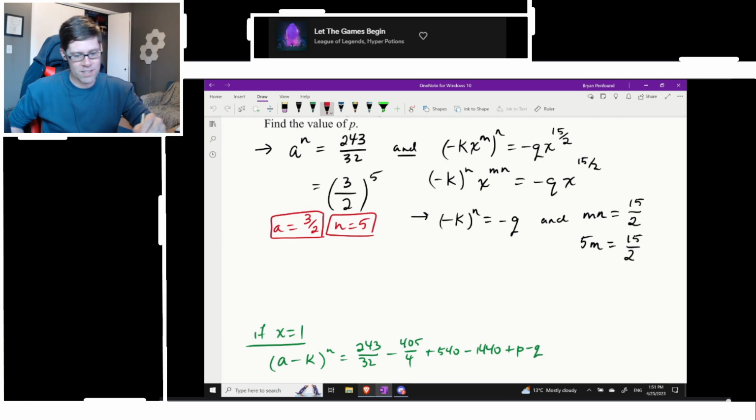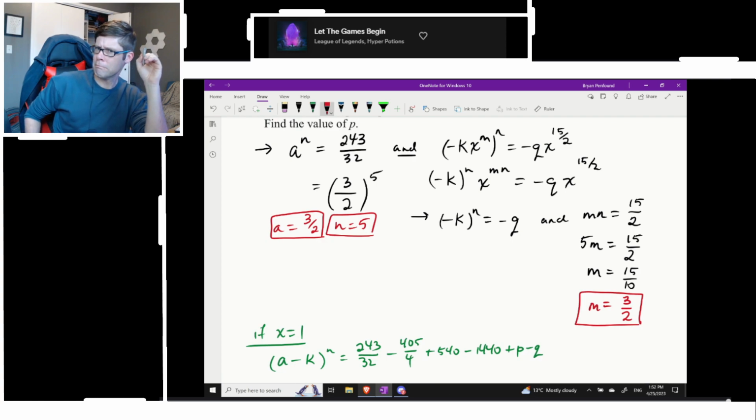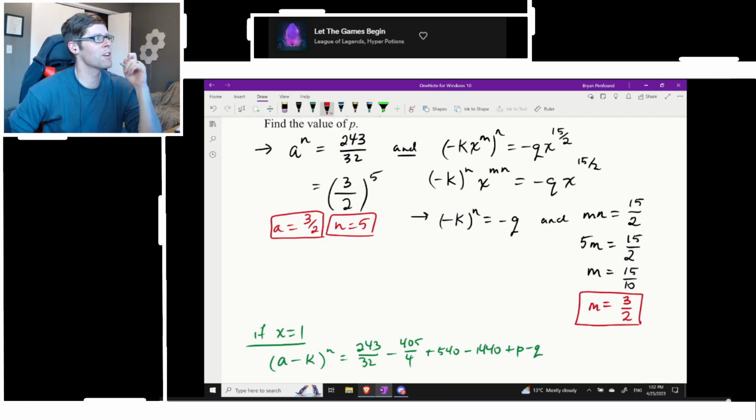Wait, does this give m is also equal to 3 over 2? That's weird. So if we divide both sides by 5, we get 15 over 10. So m is also 3 halves? That feels weird. I don't know if I like it.